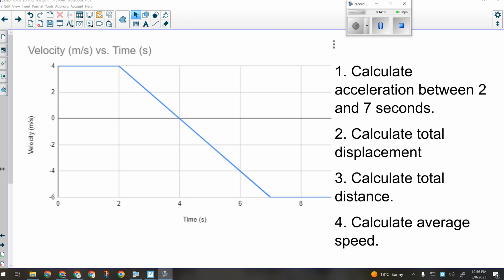Now luckily the last 3 things all use the same work. So don't let it seem like it's overwhelming. Once you're done number 2, you're done the bulk of the work. Okay?